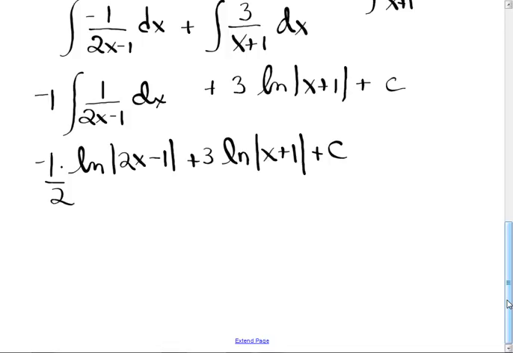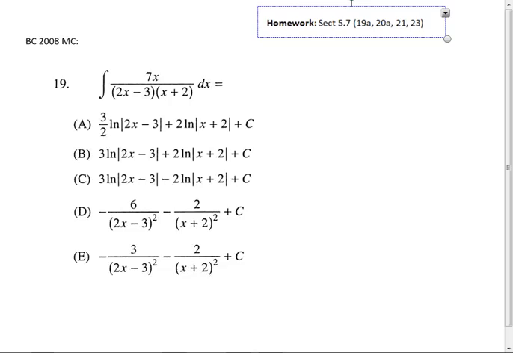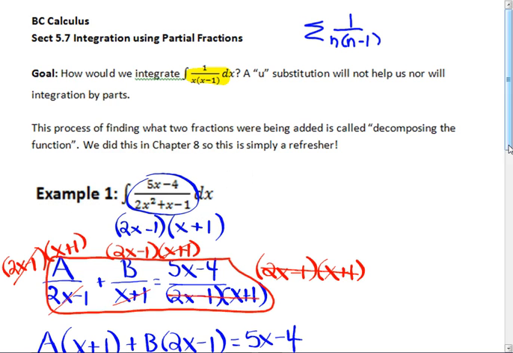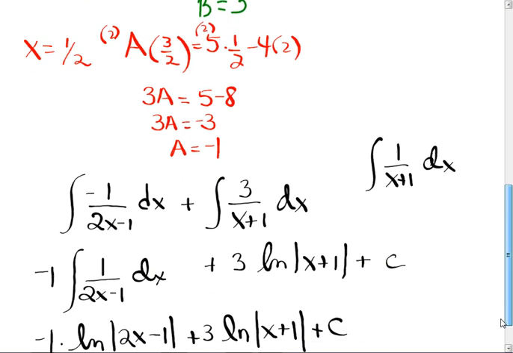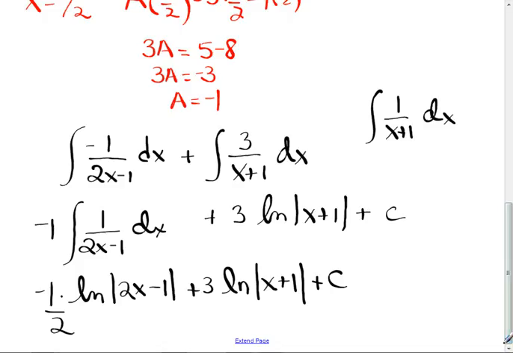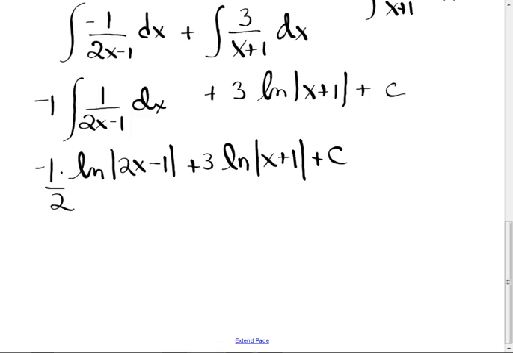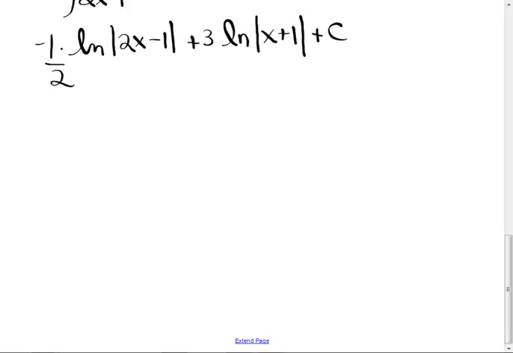If you want to make it a single log, because on the exam, let's look at the next one. Nope, they're not single logs there, so I'm probably not going to have you do that. It's up to you if you want me to do it. Okay? So is that just the answer? That's the answer.